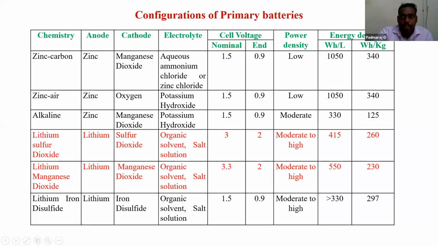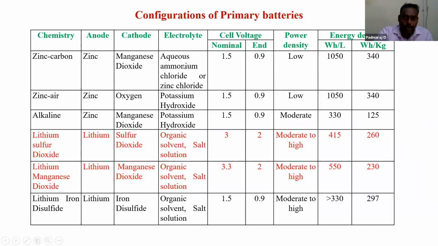Now this is the configuration of the primary batteries. Okay, that is the chemistry of the primary batteries. What are the batteries available in the market? That chemistry: zinc carbon, alkaline, lithium batteries, lithium manganese dioxide, lithium iron disulfide. What is that in this chemistry? What is the anode? Zinc is the anode and the cathode is manganese dioxide. Then electrolytes: what are the electrolytes we are actually using? Of course, ammonium chloride or zinc chloride.